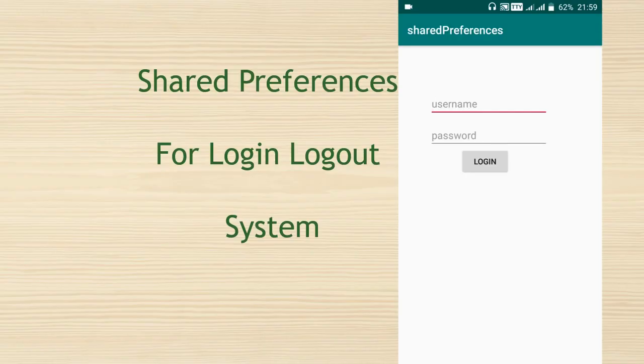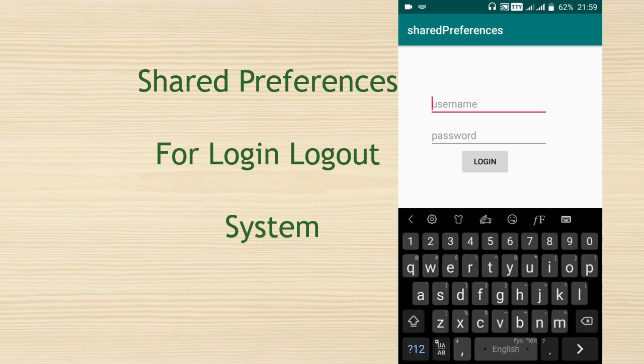Well, here is the output of the shared preferences for the login and logout system. If we enter a username and password and press the login button, it has to go to the second activity. This username and password is what we integrated by hard coding in our program. Awesome teach as the username and awesome as the password we have set previously in our program.